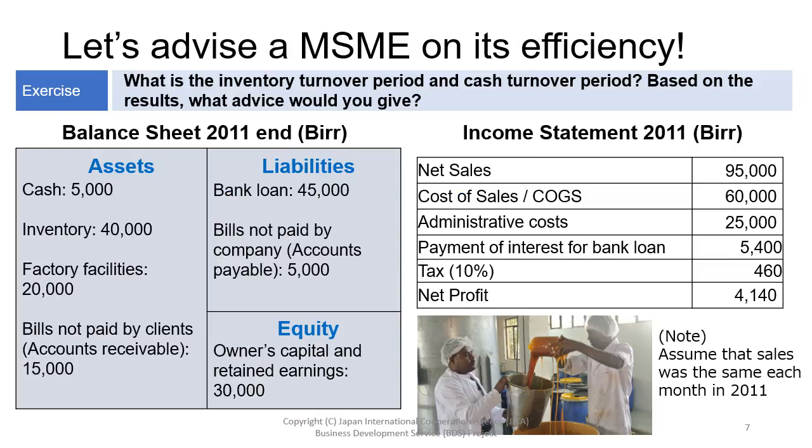Let's try an exercise. Remember the honey factory from the previous video? Let's use the same balance sheet and income statement. Pause this video and calculate the inventory turnover period and cash turnover ratio. And as always, please think about what the answers mean. Are the figures too high or too low?